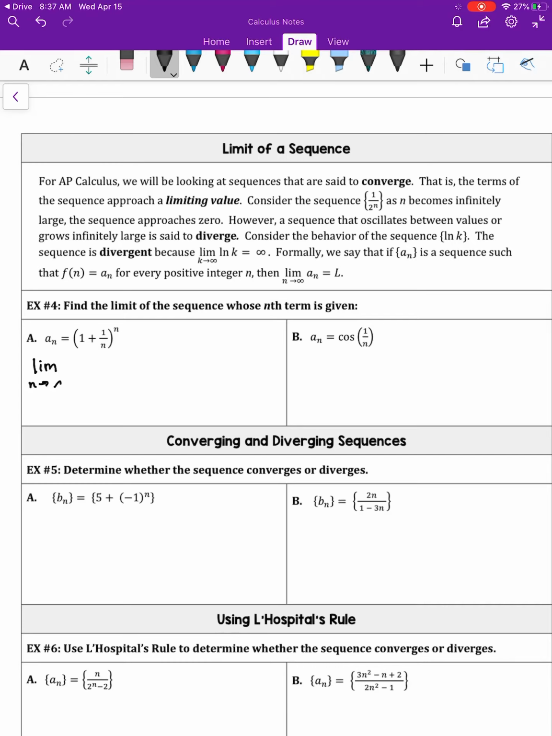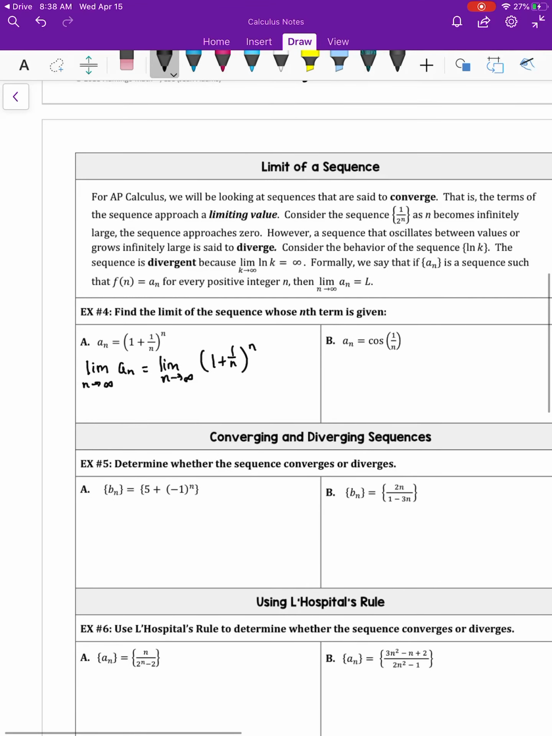All right, so now find the limit of the sequence whose nth term is given. So we're just going to say the limit as n goes to infinity of a sub n is equal to the limit as n goes to infinity of (1 plus 1 over n) to the n. Does that look familiar? Is anyone thinking of this function?